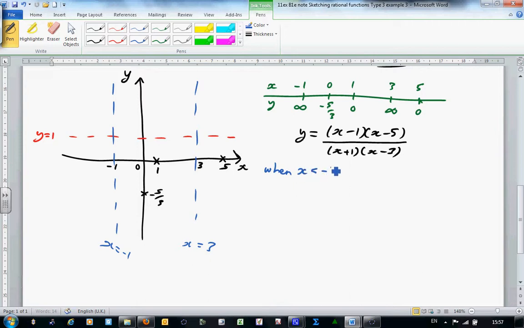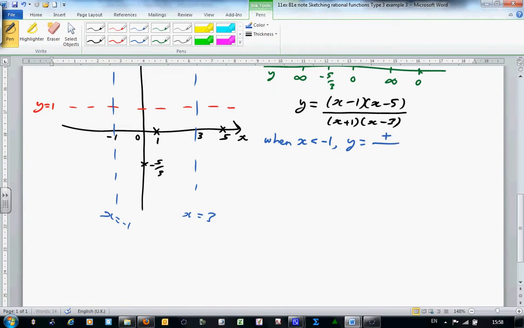This part here in this bracket would also be negative, so negative times negative would give a positive numerator. X is negative 2. The first brackets here are negative, and the second brackets are negative. Negative times negative is positive, therefore we have a positive y value. Alright. So now what we're going to do is go from minus 1, beg your pardon, to 0.